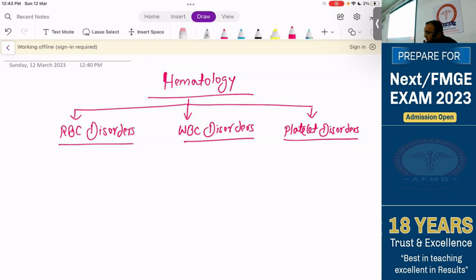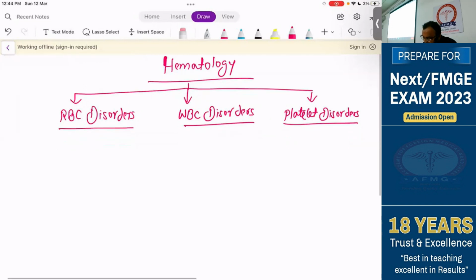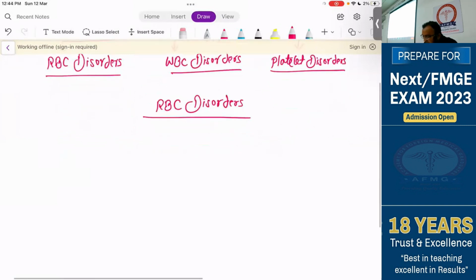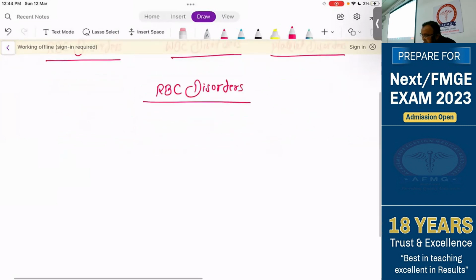Okay. So today we'll start with the RBC disorders. Before going into the details of the disorders, we must know what is normal about any RBC. So what are the normal parameters of RBC, so that we can understand what will be the abnormality of any RBC? Okay? So let's see.